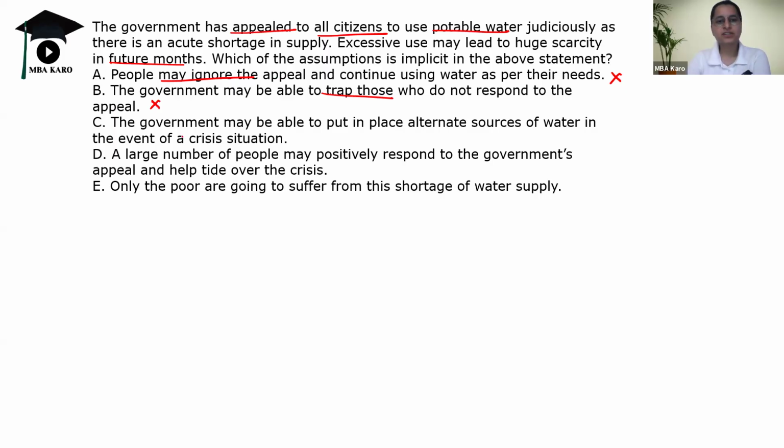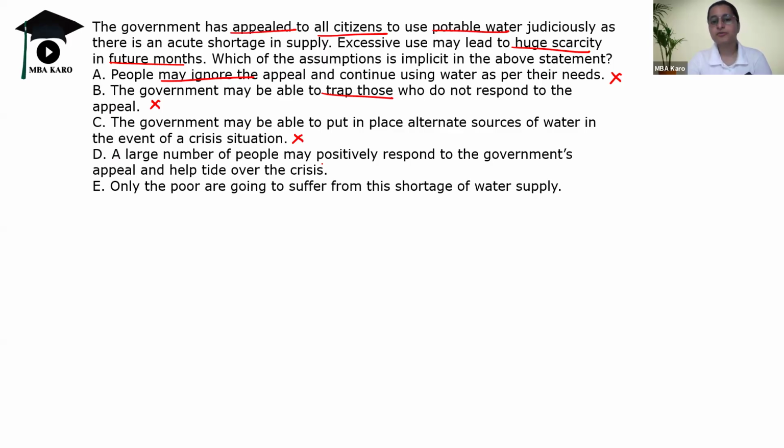Next says, government may be able to put in place alternate sources of water in the event of crisis situation. If this was the assumption, again, appealing to people to use water judiciously, and they have clearly mentioned it may lead to huge scarcity in future months. So this assumption is not correct. This assumption is not implicit.